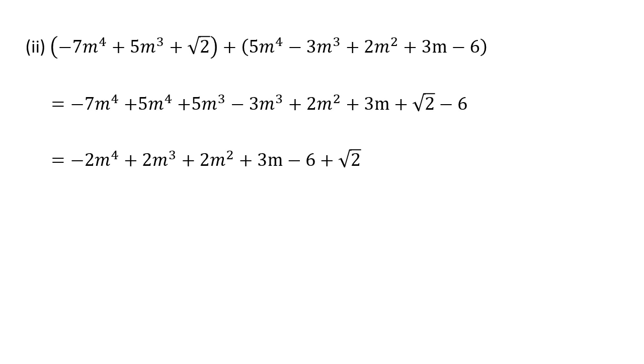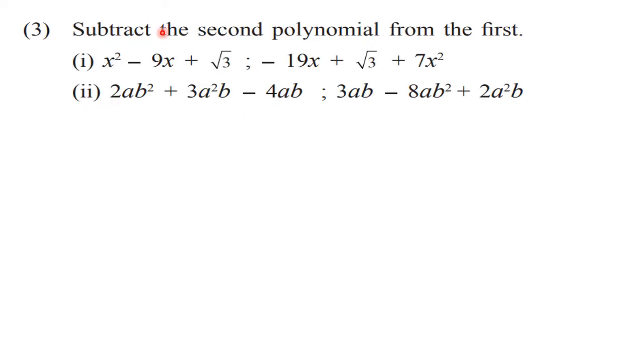Now let's go ahead. Subtract the second polynomial from the first. So see, this is your first polynomial, this is your second polynomial. Second you will subtract from first. That means in the first bracket the first polynomial will appear, minus, in the second bracket the second polynomial will appear. Okay, so here there are two questions. I am solving the first one, the second one you will solve by yourself.